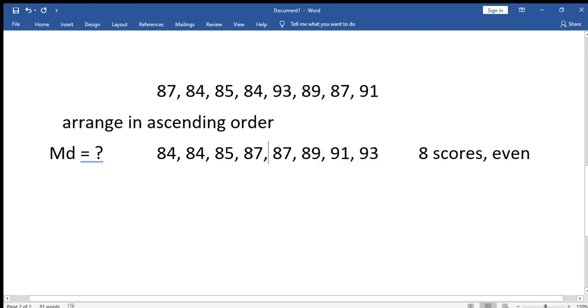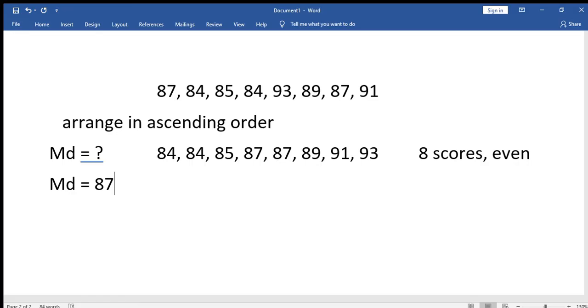Now, if you're going to find the average of this, of course, 87 plus 87 divided by 2, we have 154 divided by 2, and it is still equal to 87. So our answer here, our median, is equal to 87.